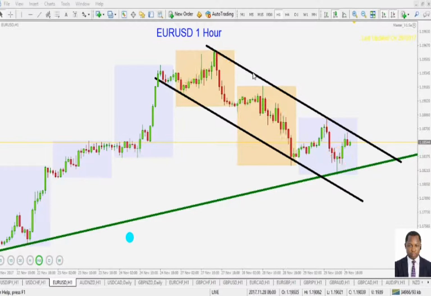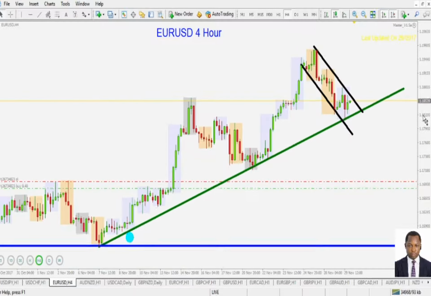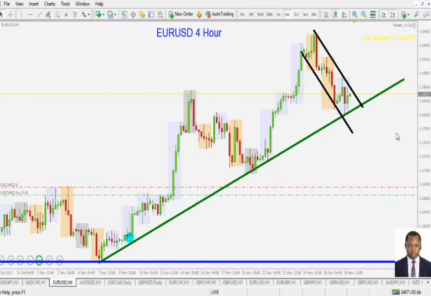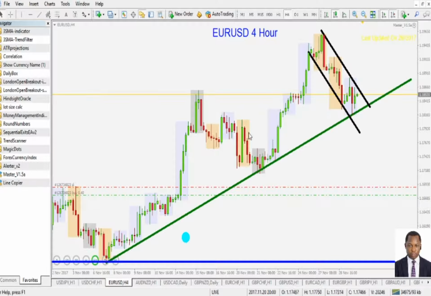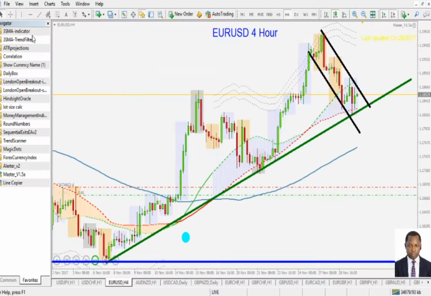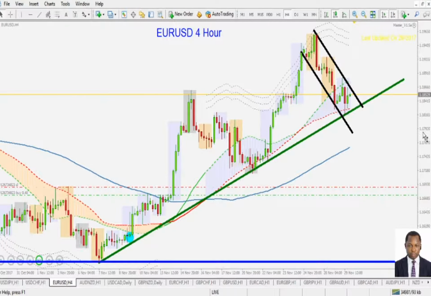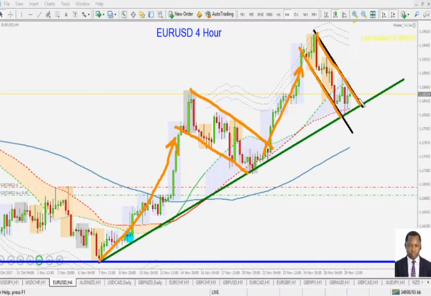So let's see the 4 hours time frame. In the 4 hours time frame, of course, we were following this with a 3 SMA indicator, where in fact it is a swing pattern. You can see the first push to the upside, that's the channel to the downside, another push to the upside, and another channel back down. So we might be seeing another push to the upside very soon.